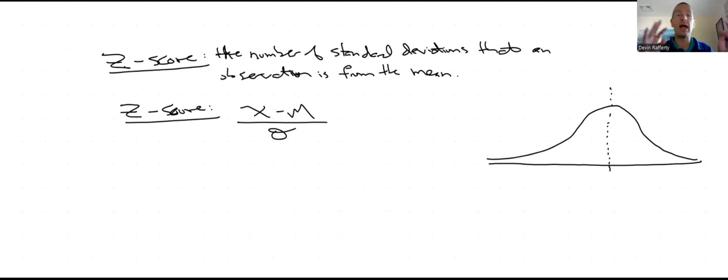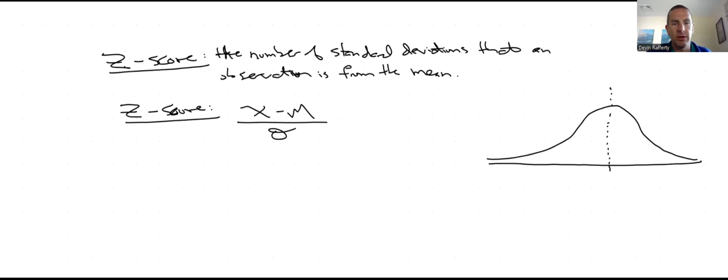It's how far away most of the data is from the center, right? Mu tells us the center of where our data is located. Sigma tells us how far away the rest of the data is from the center, okay? And then X is the value of the observation, okay?